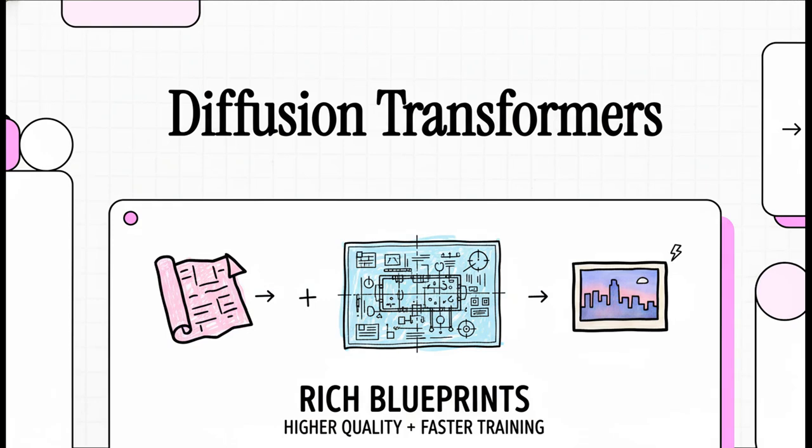All right, so today we're diving into a paper that doesn't just tweak how AI creates images, it completely challenges one of the core ideas behind it. We're talking about a new philosophy that leads to higher quality images and dramatically faster training. So let's break down how they pulled it off.